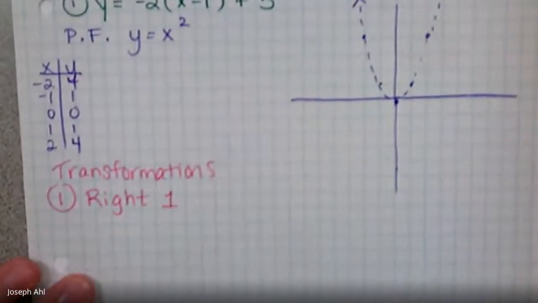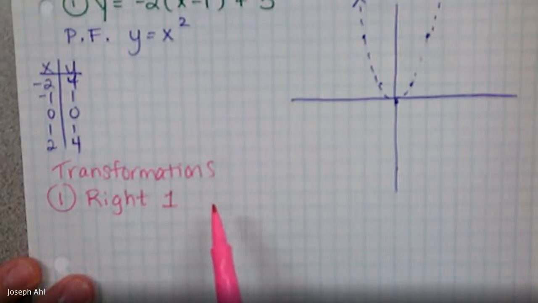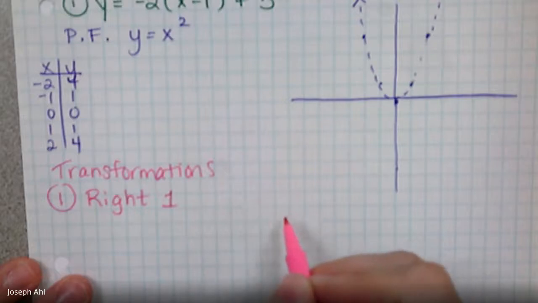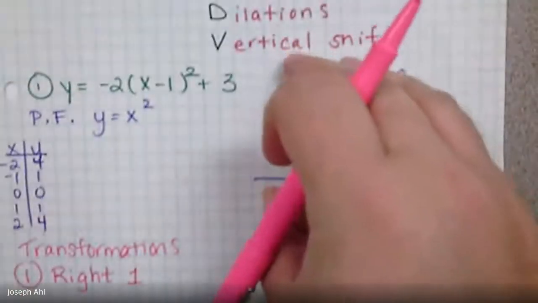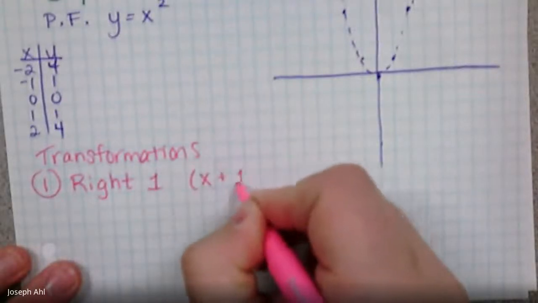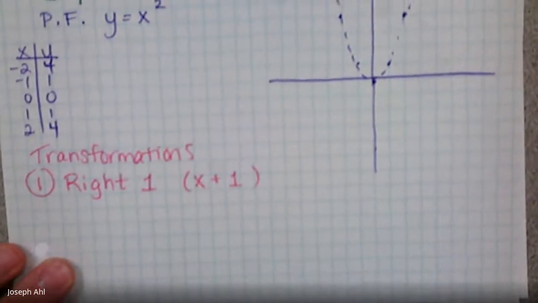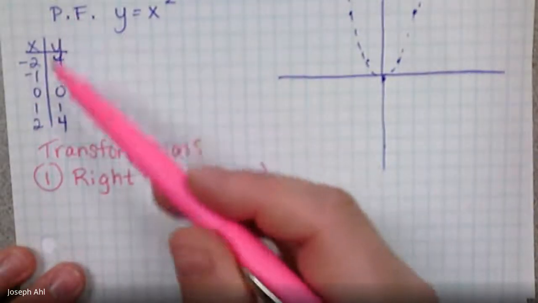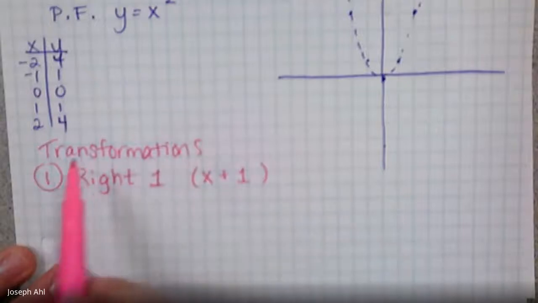And the other thing I'm going to do is once I write down the transformations, I'm going to write down next to it what values get affected by this. If I take this whole graph and I move it to the right one unit, that's going to take all the x values and add 1 to them. And why do I write this down? Because it's going to help me figure out what's a new table of values for the transformed function.